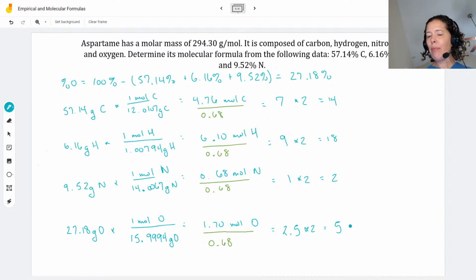So right now my empirical formula is C14H18N2O5.